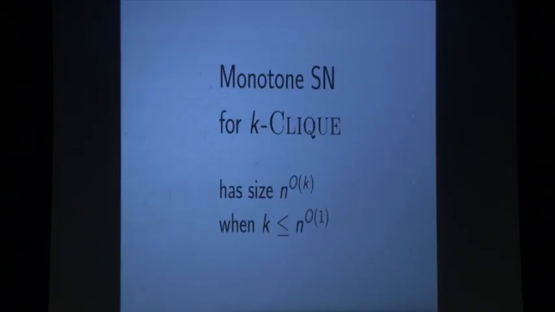In other words, the space required will be k log n. More generally, a monotone formula can be simulated by a monotone switching network. So it has an upper bound, and in this talk we are going to show a matching lower bound.